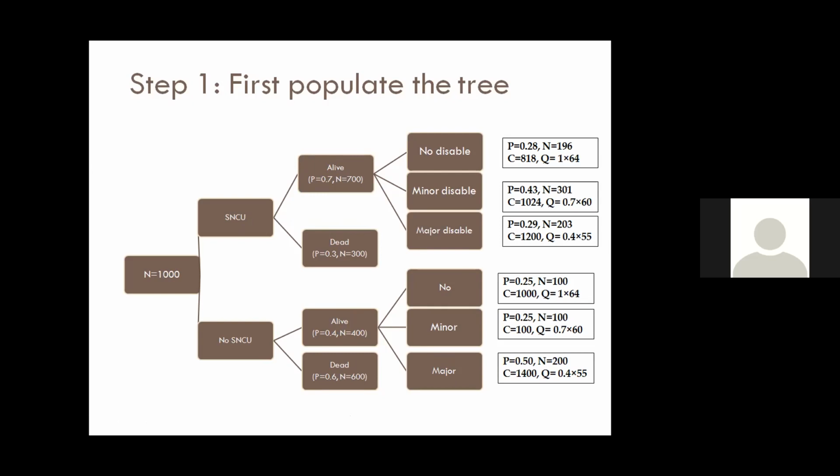So first, let's do the probabilities first. Now, if you look at SNCU, probability was 0.7. Now, here the 1000 thing will come into picture. So 0.7 multiplied by 1000. So N, number of alive children is 700, right? Because total is 1000, and probability in SNCU is 0.7. So there are 700 if all of them go to SNCU.